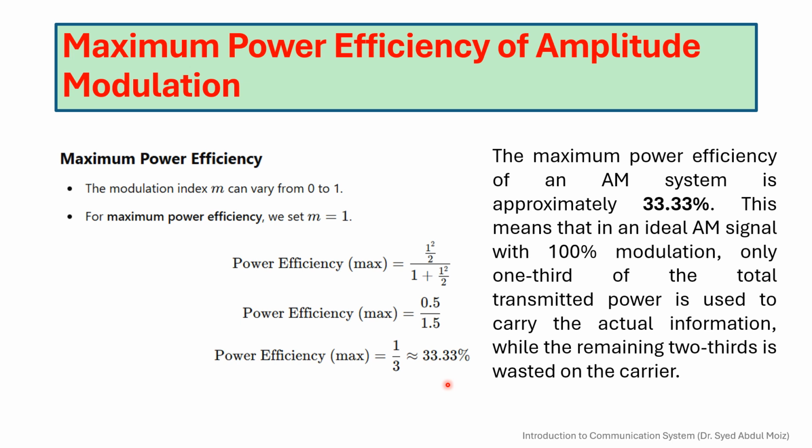It is not possible in effective communication to have a higher power efficiency. This means that for an ideal AM signal with 100% modulation, only one third of the total transmitted power is used to carry the signal. This is a very serious drawback of amplitude modulation.